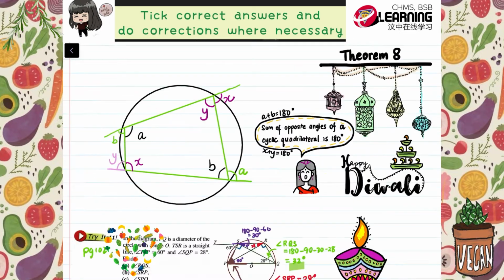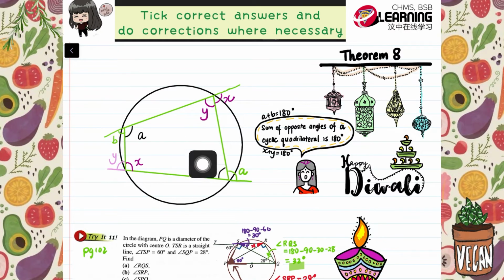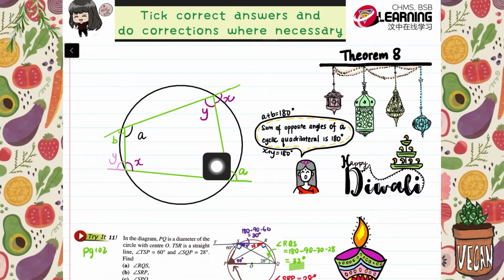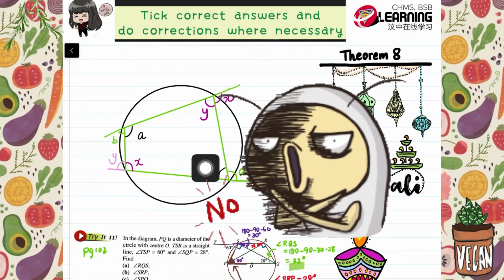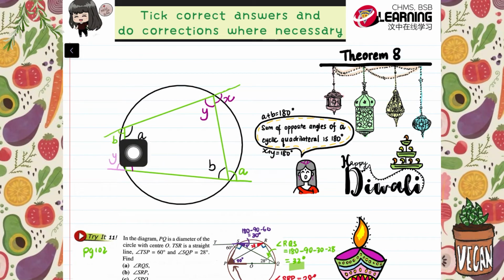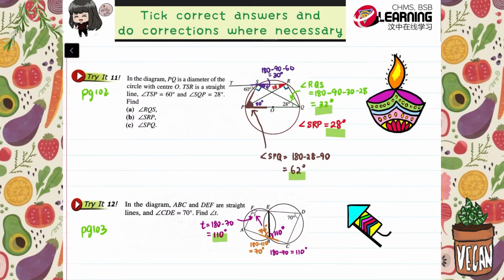Let's recap what theorem number 8, our previous theorem, is about: the sum of opposite angles, these two. I still have a few students who think that these two angles are the same, that opposite angles are the same. No, they are not the same. They add up to 180 degrees. So to find A, you need to use 180 minus B. To find B, you need 180 minus A. Remember that theorem, okay?